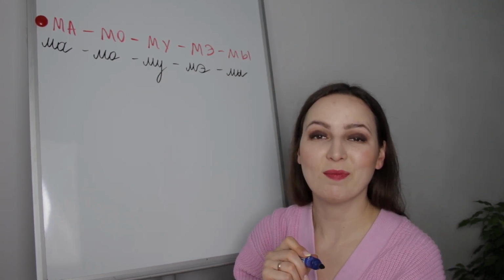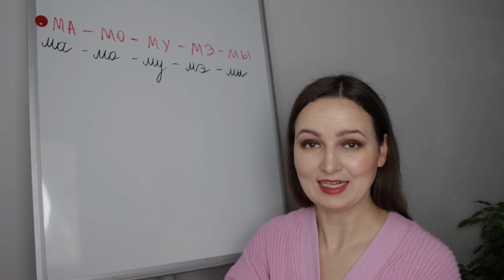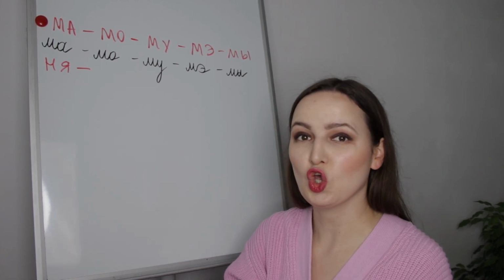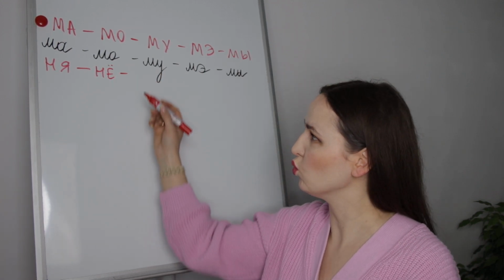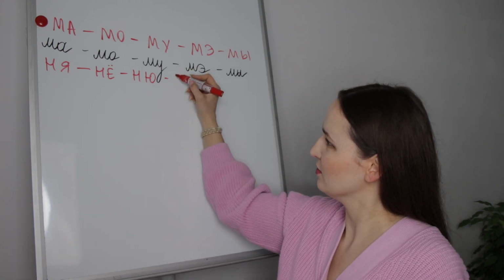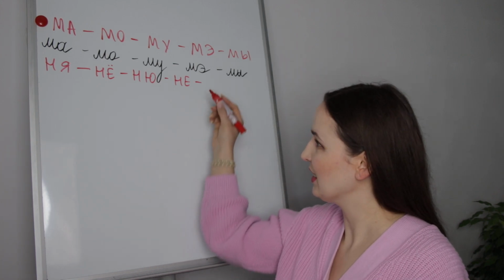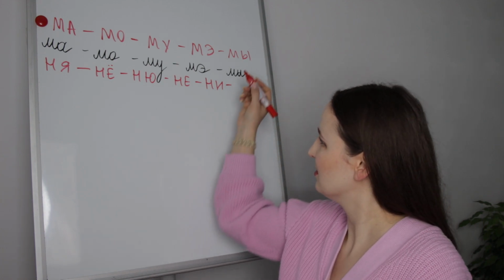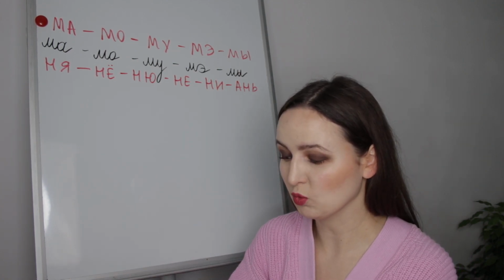And the last one is mu. Хорошо. Дальше, let's continue with the next syllables, with the letter N: ня, ньо, ню, не, ни, and the last one is ань. Хорошо. Now let's write them in cursive.